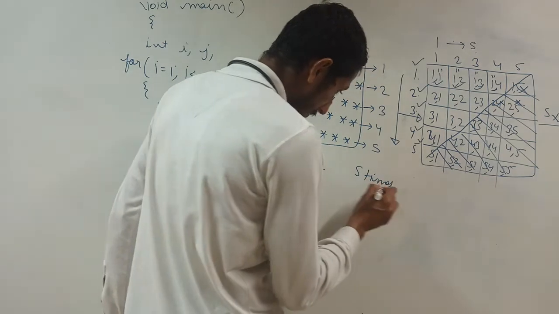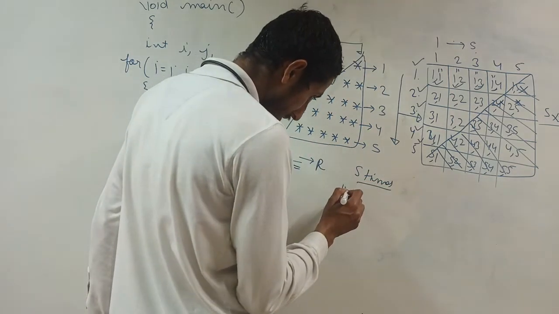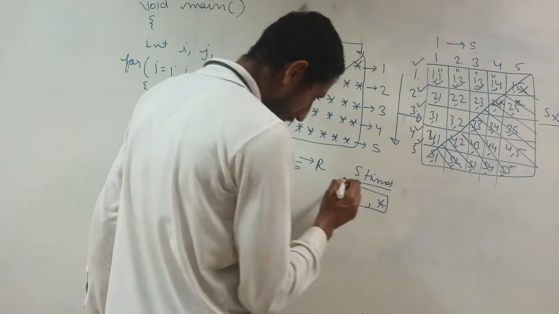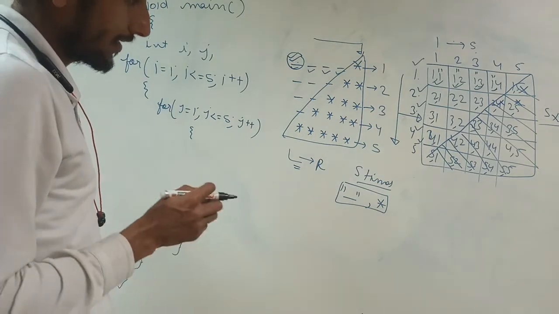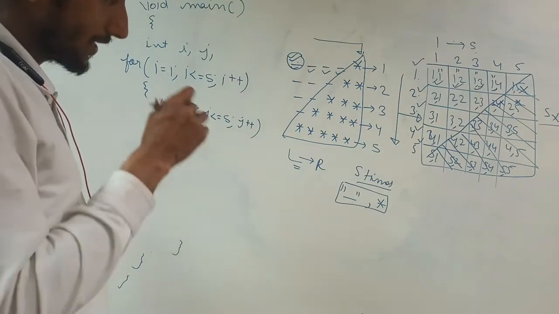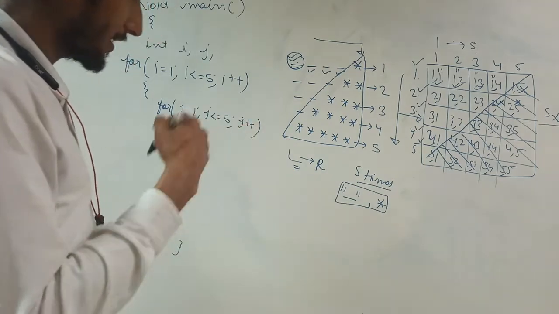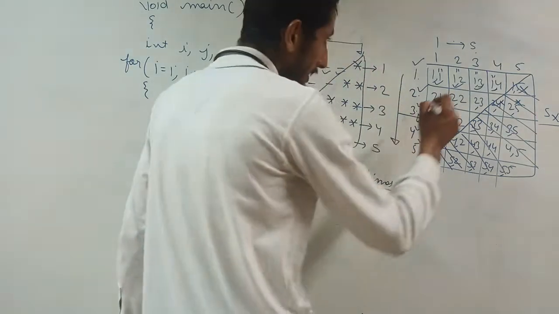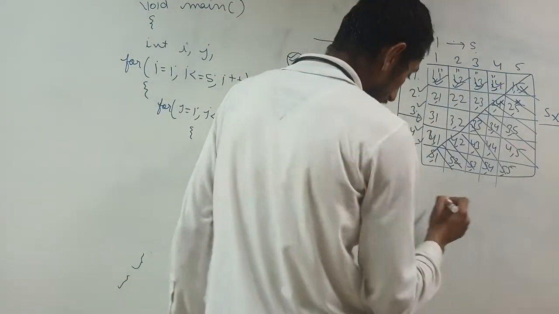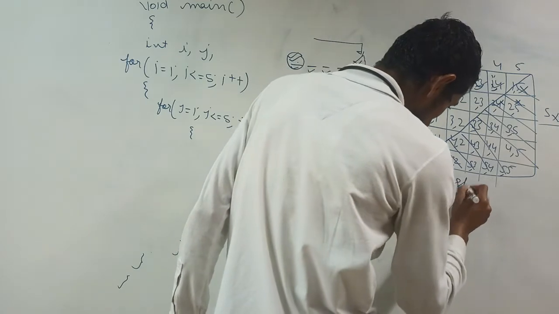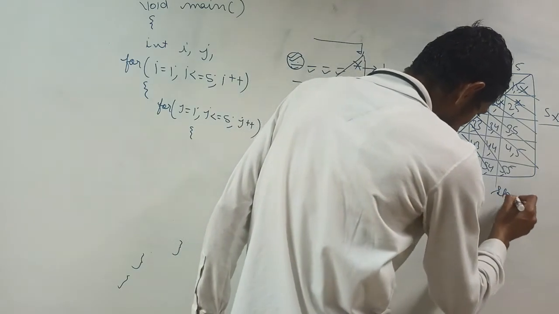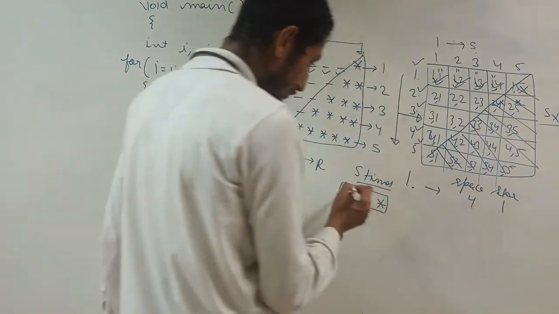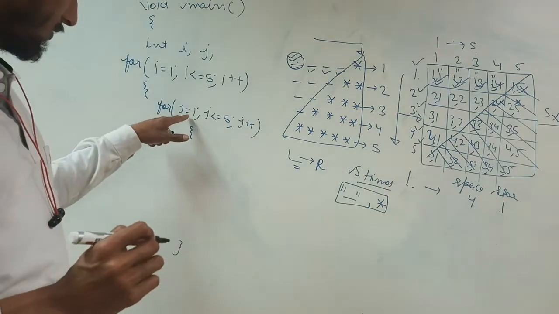Among the 5 times, how many times do I have to print space, and how many times do I have to print a star? So I have to build a logic that will decide how many times to print space and how many times to print a star. Let me draw a table. In row number 1, there are 4 spaces and 1 star. So 4 plus 1 equals 5, so it will go from 1 to 5.